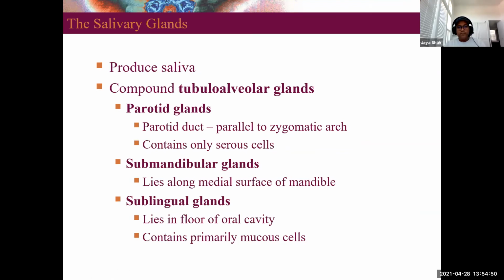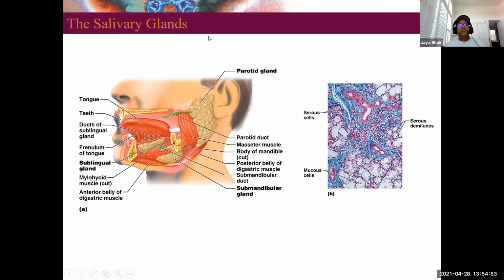The salivary glands are 3 pairs: parotid gland, submandibular gland, and sublingual gland. The parotid gland has a duct which opens lateral to the upper second molar. So first molar, second molar, outside the second molar, in between the cheek and the side of your teeth, it opens.